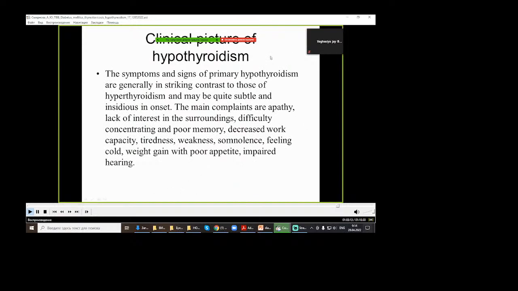Clinical picture of hypothyroidism. The symptoms and signs of primary hypothyroidism are generally in striking contrast to those of hyperthyroidism and may be quite subtle and insidious in onset. The main complaints are apathy, lack of interest in the surroundings, difficulty concentrating and poor memory, decreased work capacity, tiredness, weakness, somnolence, feeling cold, weight gain with poor appetite, and impaired hearing.